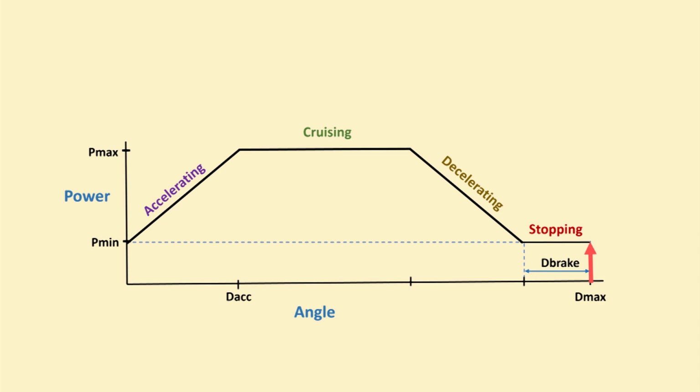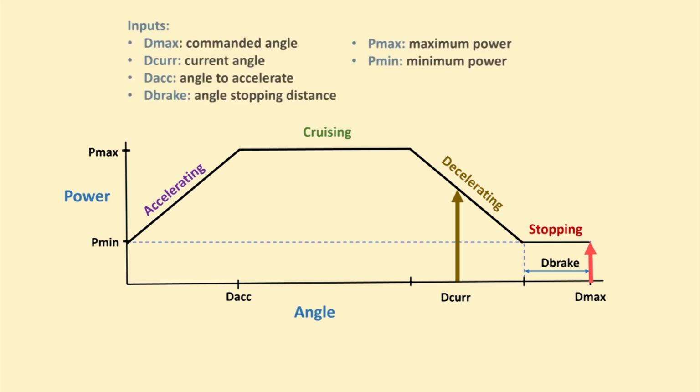commanded angle D-max. The acceleration MyBlock is usually called in a loop with the robot at D current angle during the turn. The inputs to the acceleration MyBlock are D-max, D-current, D-acceleration, D-brake, P-max, and P-min. Now, I'll program the Turn-In-Place MyBlock.